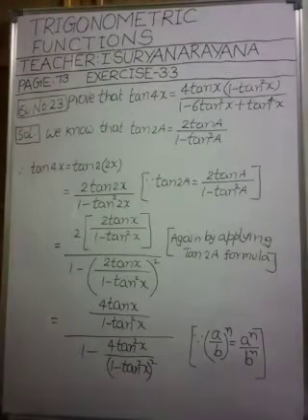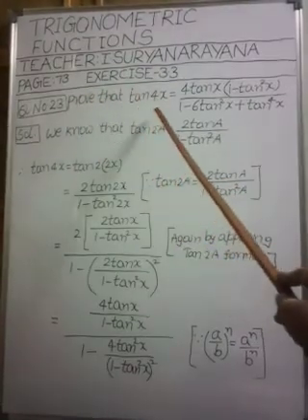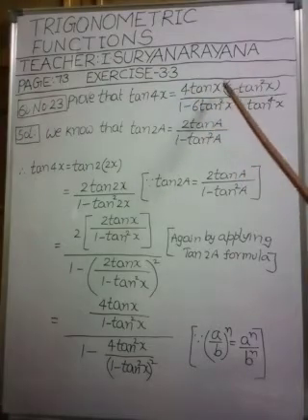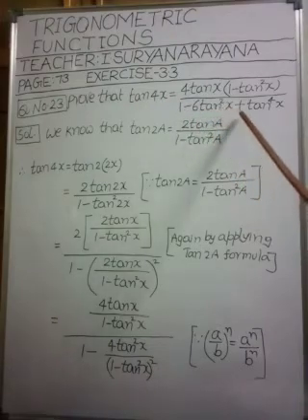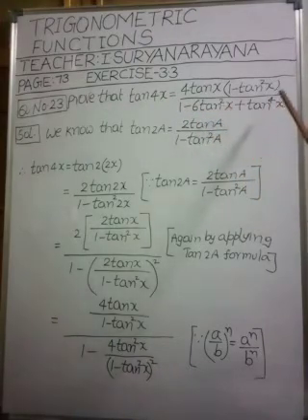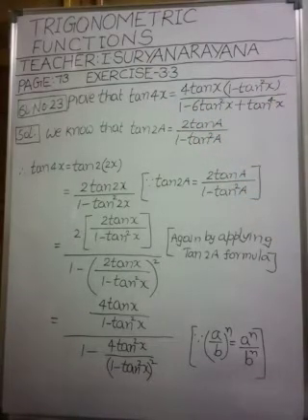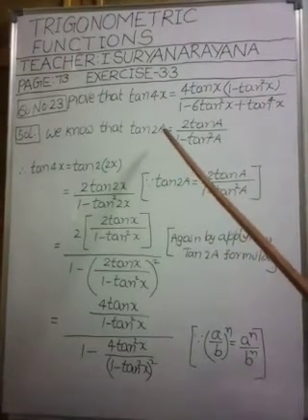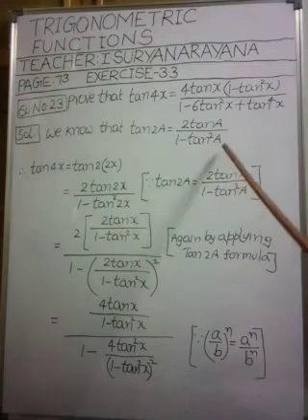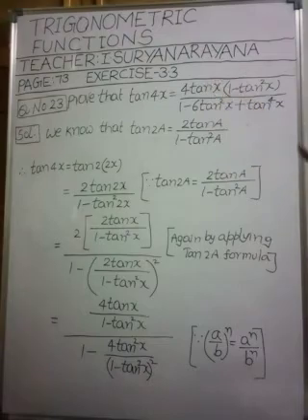Now, come to this question number 23. Question number 23. Prove that tan 4x is equal to 4 tan x into 1 minus tan square x whole divided by 1 minus 6 tan square x plus tan power 4x. Okay, my dear children, understood this question? We have to prove this statement. To prove this statement, let us recall the previous knowledge of tan 2a formula. We know that tan 2a is equal to 2 tan a by 1 minus tan square a. This formula is useful to prove this statement.